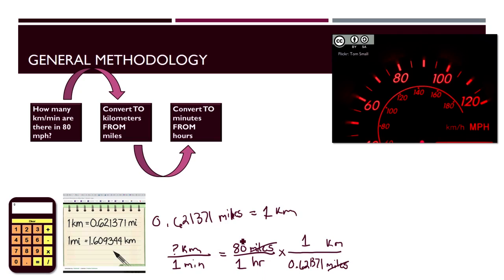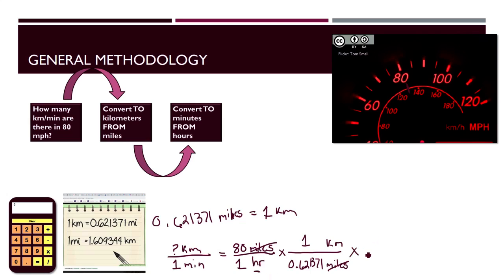And so if I were to do this calculation, take 80 and divide it by 0.62, I'd get something right around here. I'd get around 130 kilometers per hour. But the question we were asked is kilometers per minute. So my next step is to convert hours into minutes. Well, look, right now, hours is in the denominator.